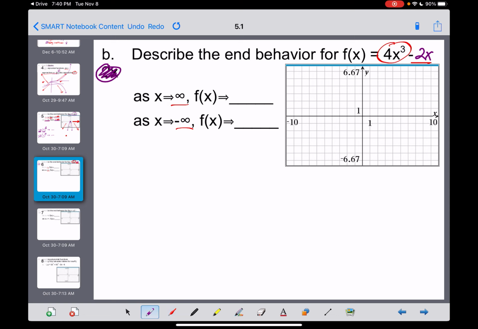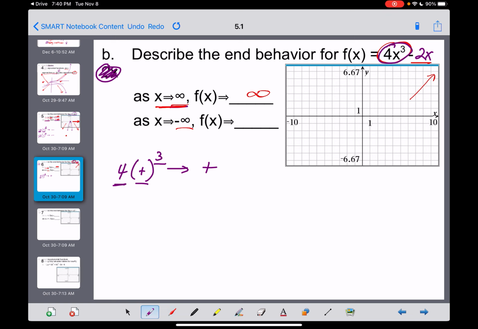What happens when we put in a positive number as x approaches positive infinity? We're looking at this term right here, guys. So it's 4 times a positive number to the third power. Let's think about what that does. A positive number cubed, positive times positive times positive, is positive. Multiplying that by positive 4, that result is positive as well. So that means that as x approaches a positive value, our y value is approaching positive infinity. This thing is going up on the right. That's what that means.